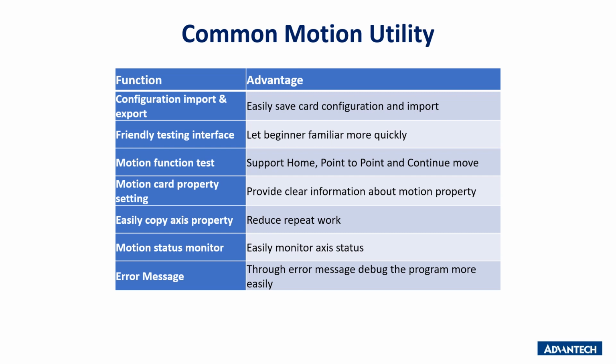Third, it supports 3 kinds of motion functions, including home mode, point-to-point mode and continuous moving mode. Fourth, motion status monitoring. Users can use the motion and I/O status to check how the motion is working. Finally, the Common Motion Utility can also show error messages. With the error messages, users can debug the program more easily.